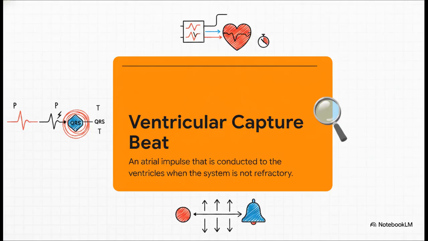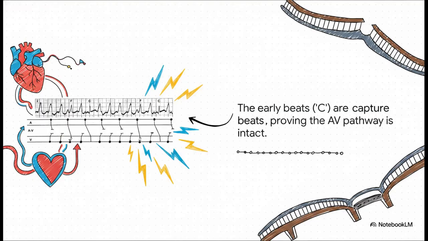The first clue is called a ventricular capture beat. This is the definitive proof of anterograde conduction. It happens when a sinus impulse arrives at the AV node at the absolute perfect moment, right after it's recovered from its refractory period. This allows the impulse to conduct normally down to the ventricles and capture them, producing an early QRS complex.